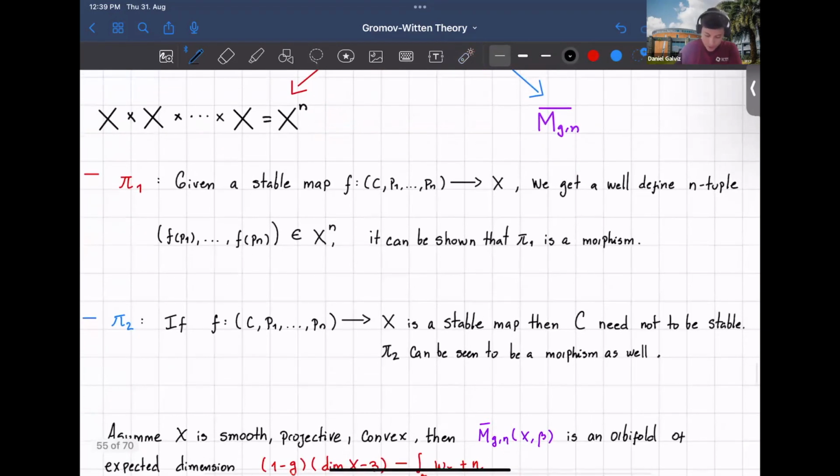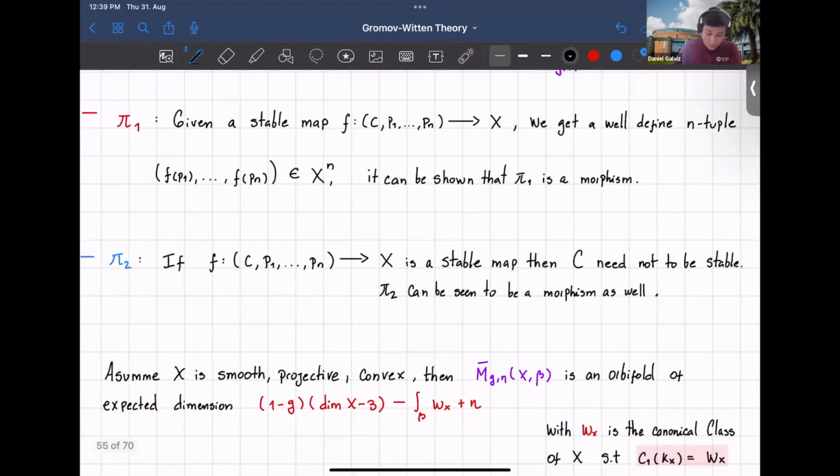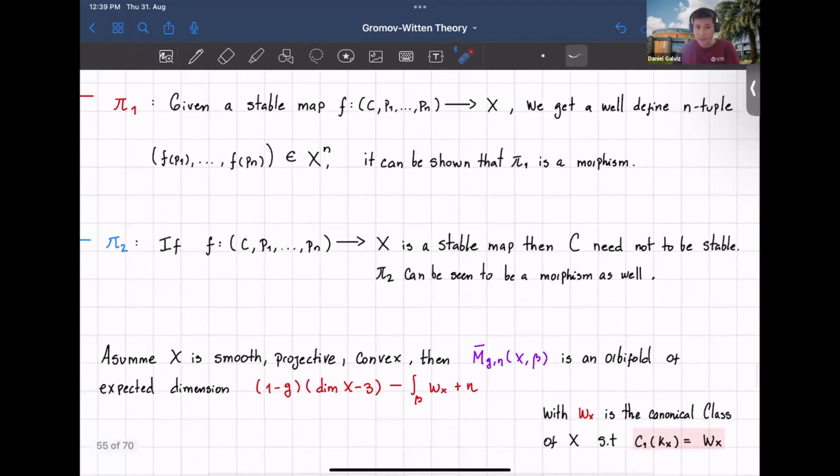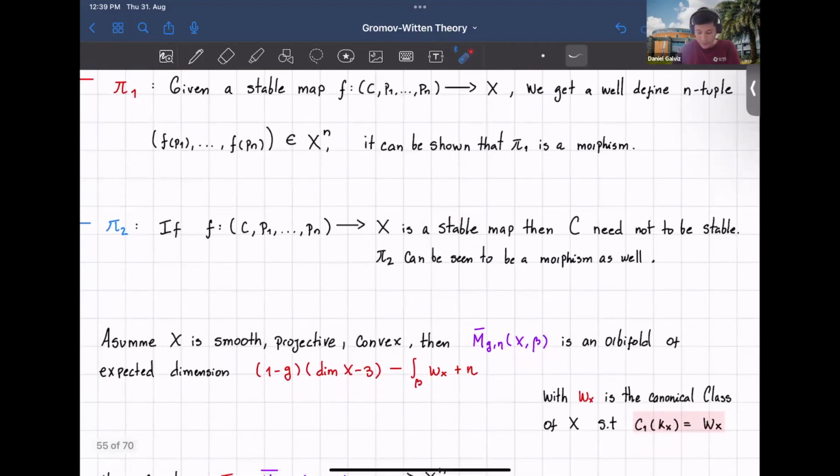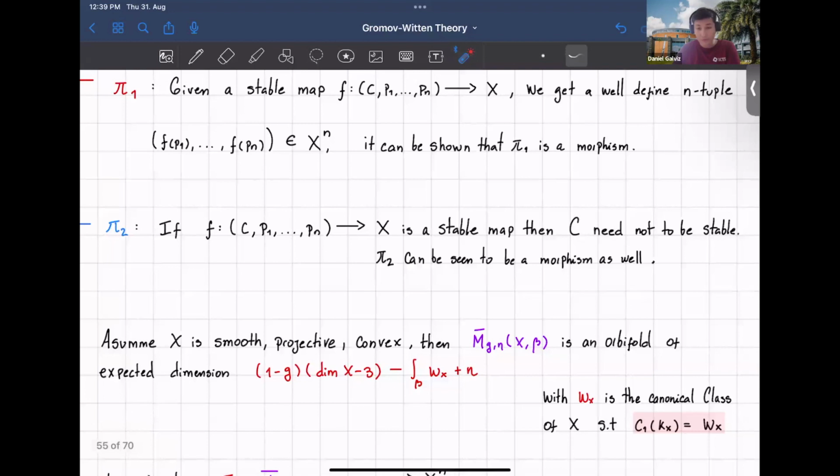Okay. Then let's assume that X is a smooth projective convex variety. Then our moduli space of stable curves is an orbifold, and we want this orbifold structure because we will soon use Poincare duality, which is a map between homology and cohomology. But in order for this to be well defined, we need this to have an orbifold structure.